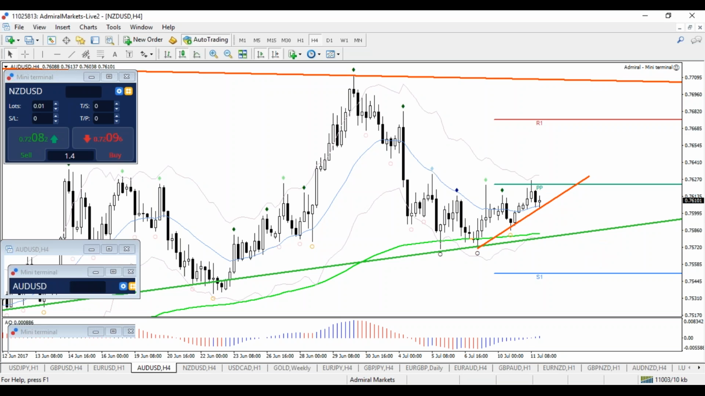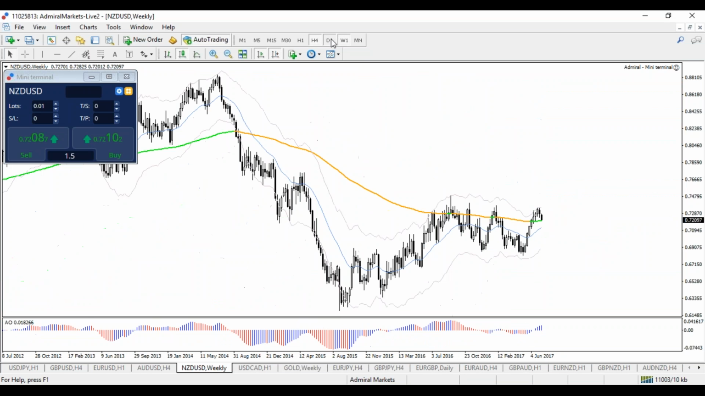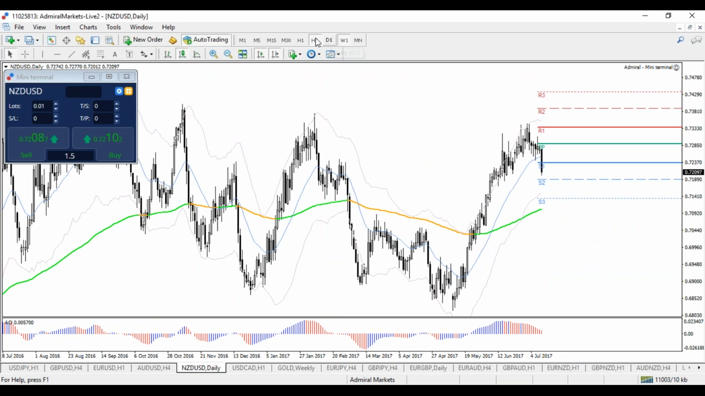Kiwi is really moving down a lot, by the way. Kiwi has been weak today. Maybe even one of the biggest moving currencies. We can take a look at the Euro New Zealand too. That was moving a lot.